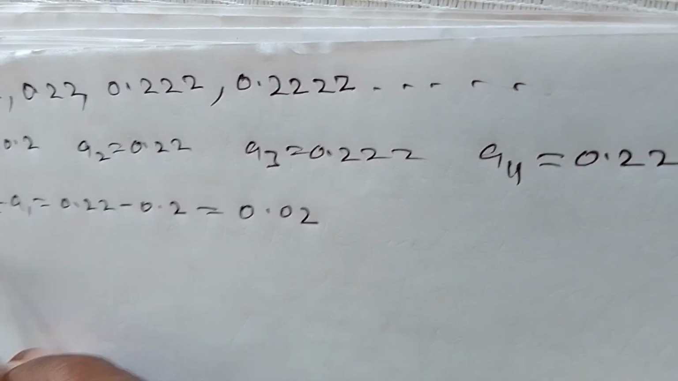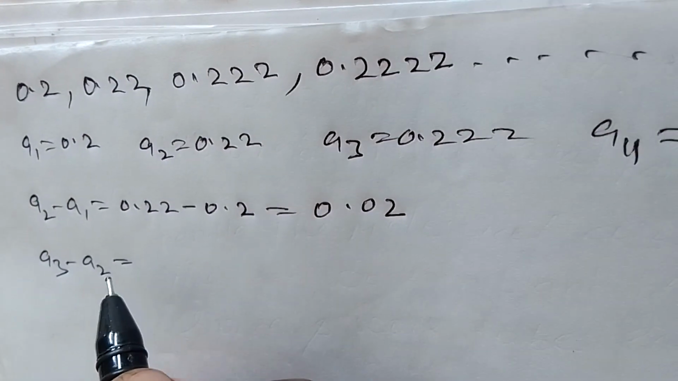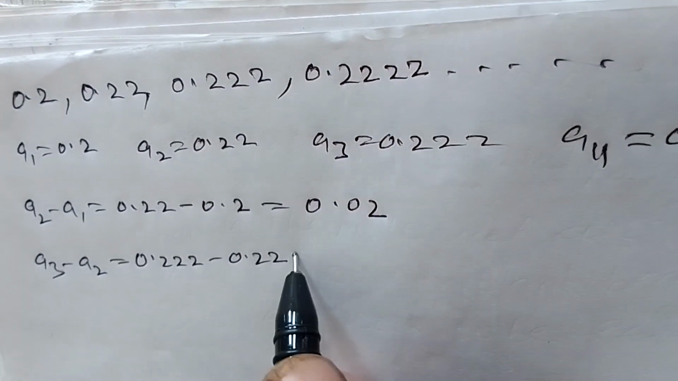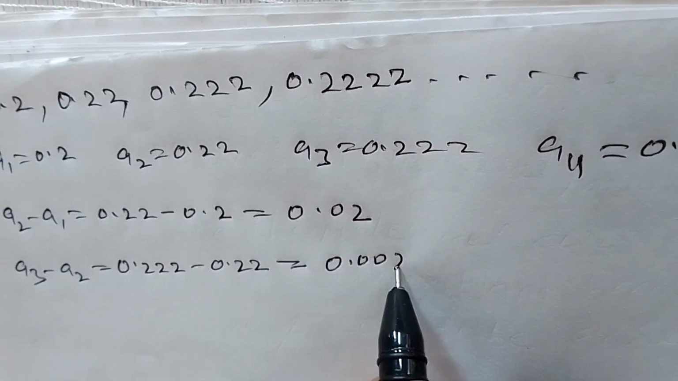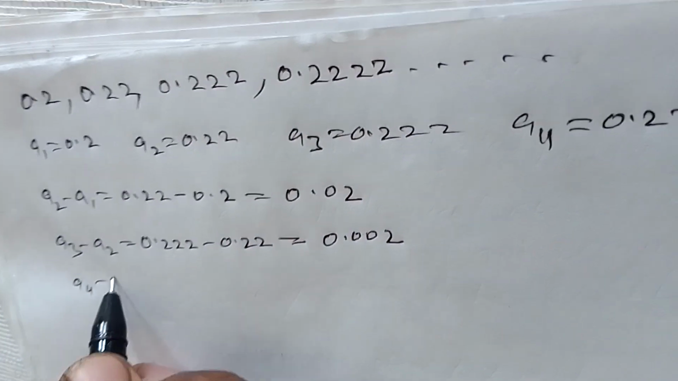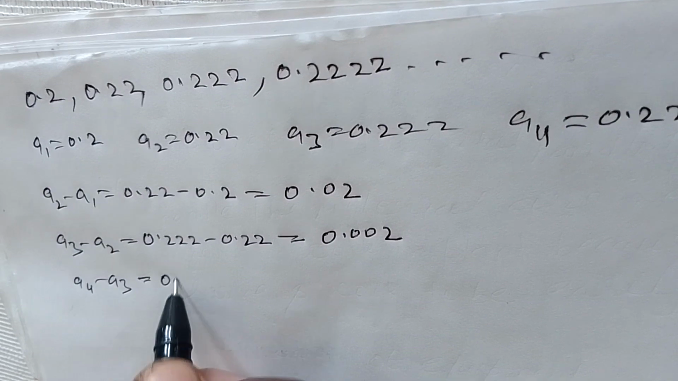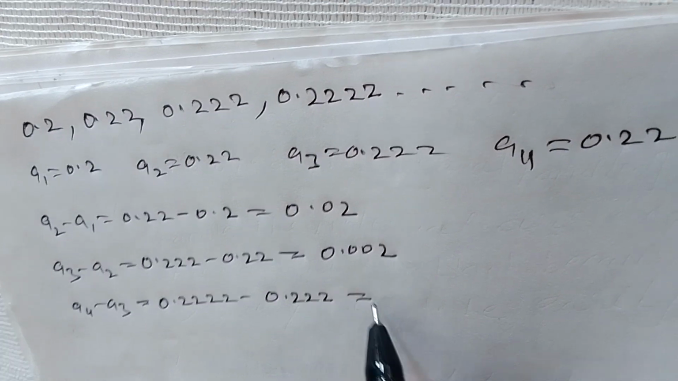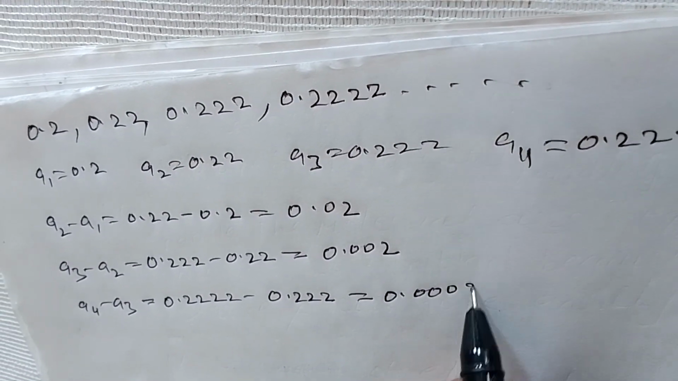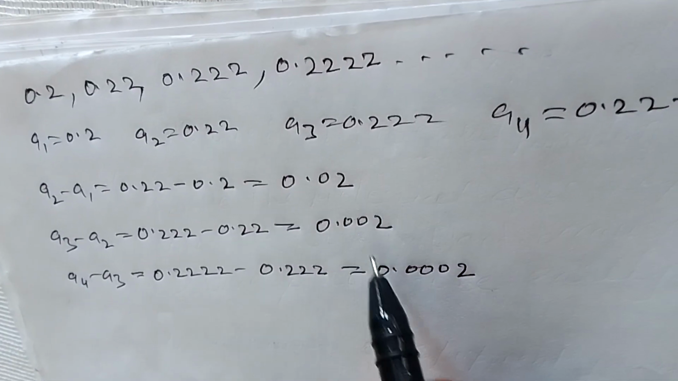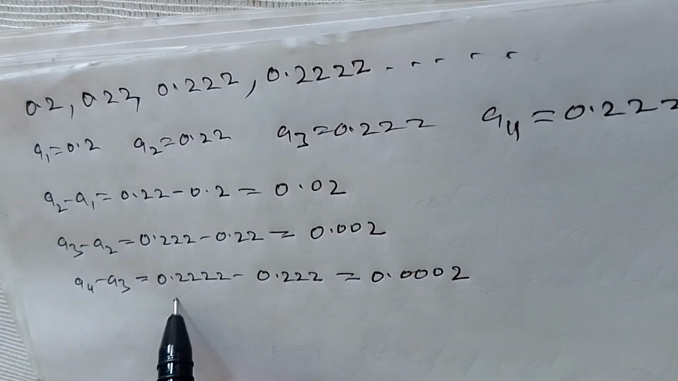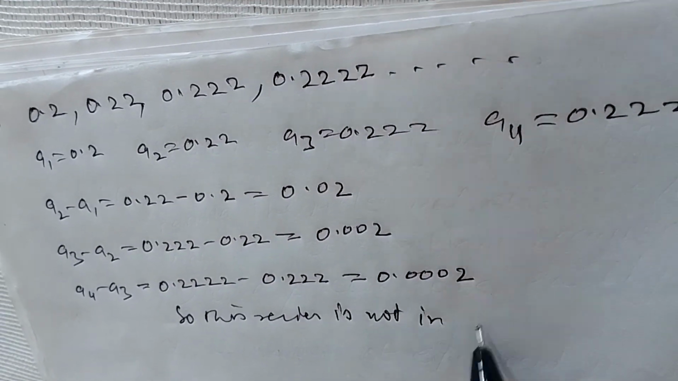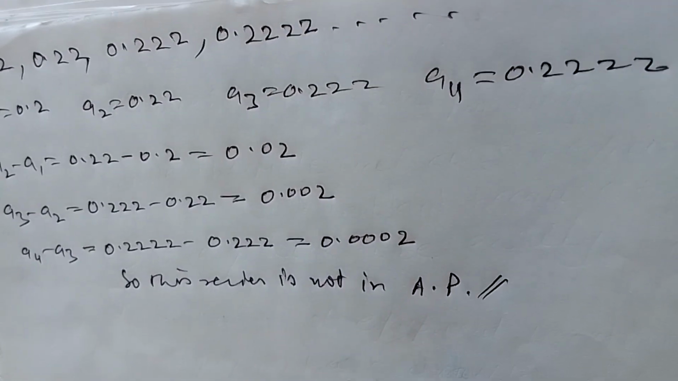0.02. Then A3 minus A2, that is 0.222 minus 0.22, that comes out to be 0.002. Then A4 minus A3, that is 0.2222 minus 0.222, that comes out to be 0.0002. So since the common difference is not common, this series is not in AP. So this is the answer of the sixth part of the question.